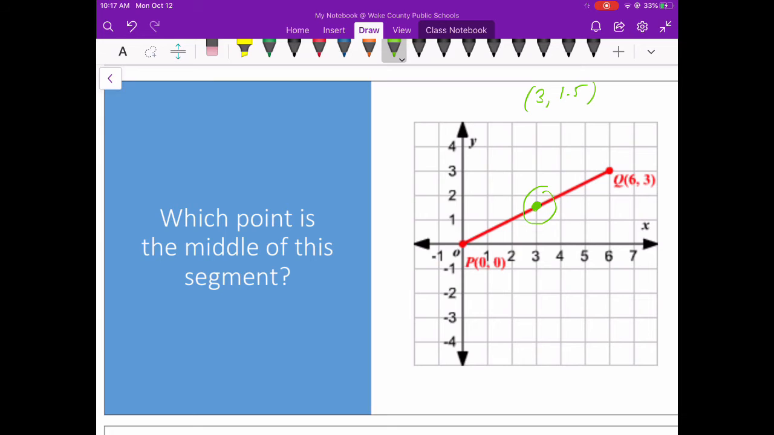So the idea of halfway between the x's and halfway between the y's is an important idea in finding the midpoint of a segment. Now, doing this over and over again allows us to figure out a formula to help us do this without even having to look at a graph. Okay, so take a look at my next example.